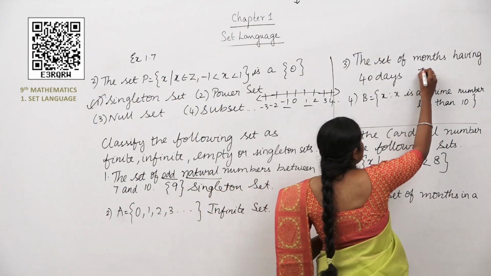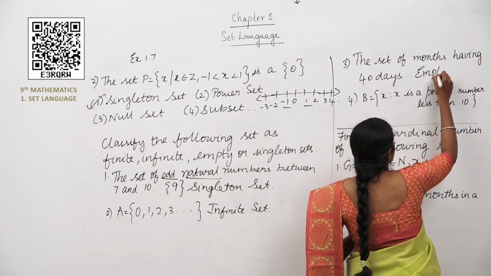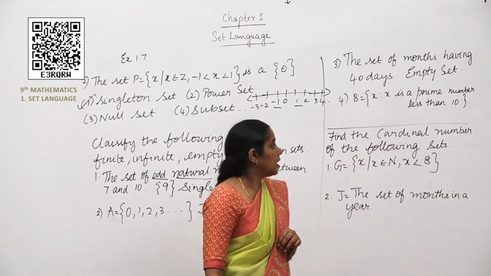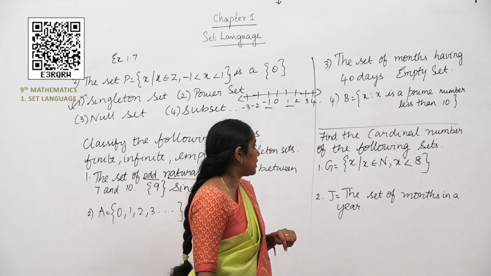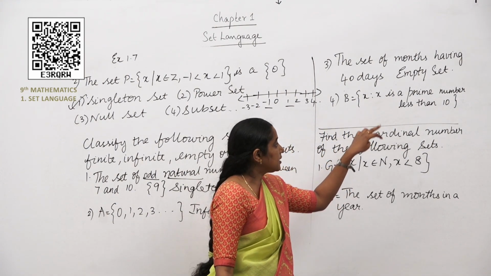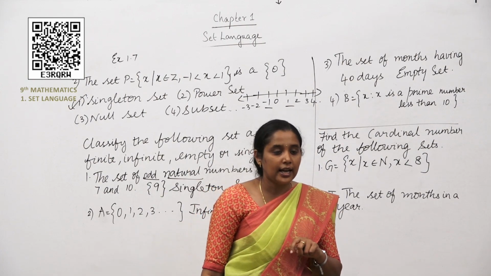So what type of set is this? It is an empty set. So next one, the fourth one, what is given here? B is equal to {x such that x is a prime number less than 10}.